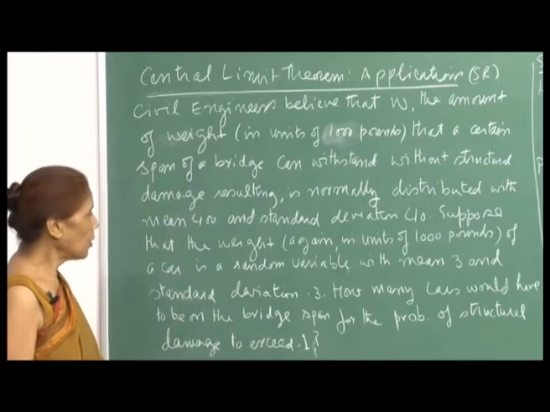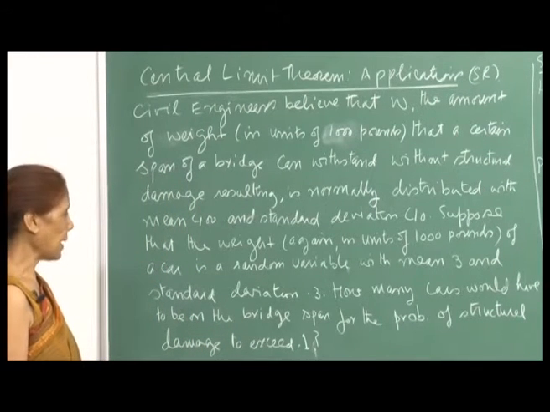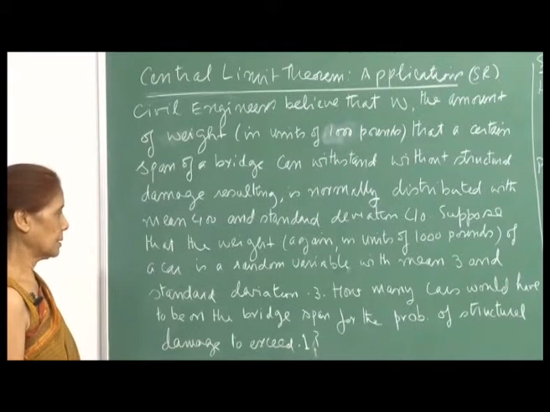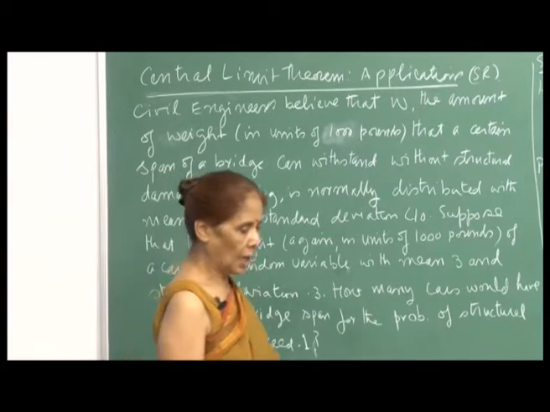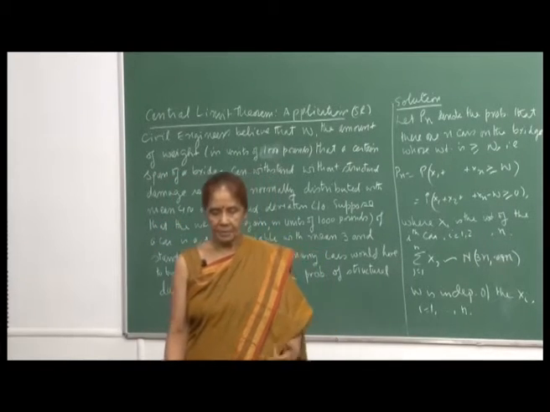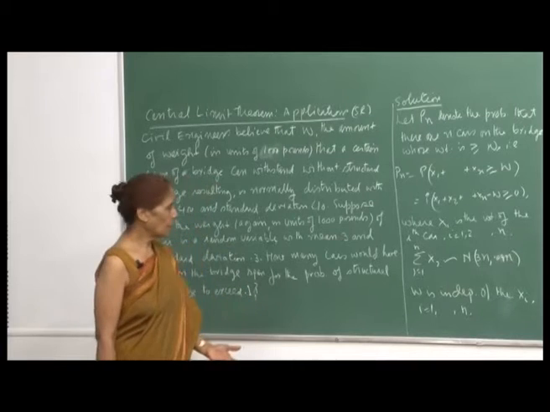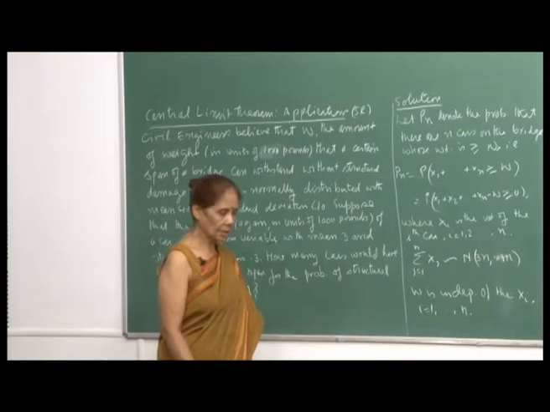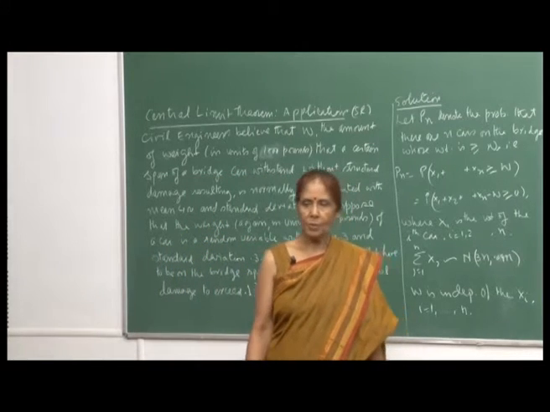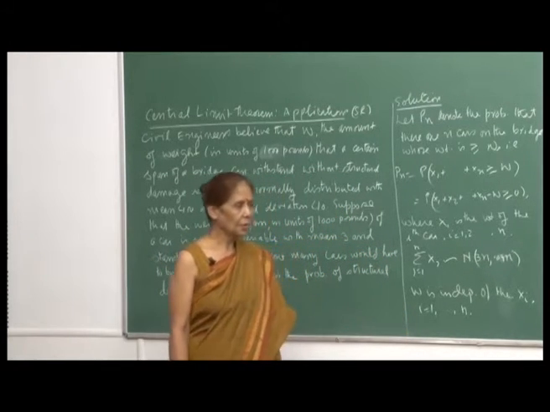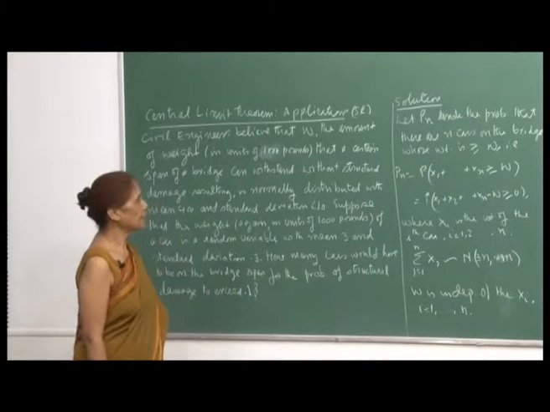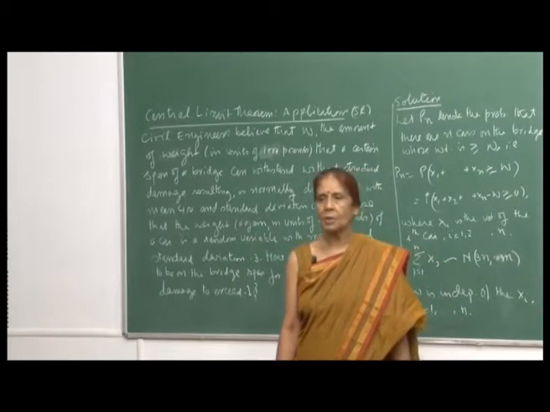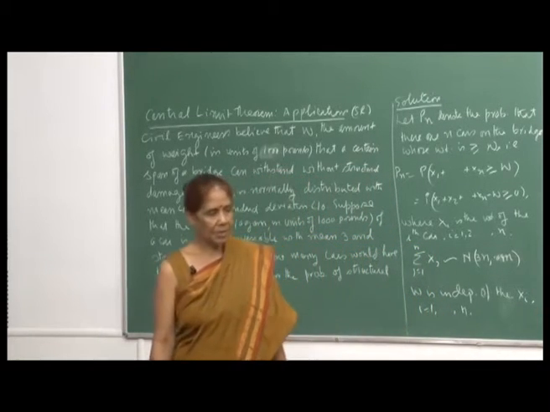How many cars would have to be on the bridge span for the probability of structural damage to exceed 0.1? So, at a particular time how many cars are there, and then the weight of these cars exceeds the weight which can cause the structural damage, and so we want the probability of this event to be more than 0.1. So, we want to estimate the number of cars that would be on the bridge so that the structural damage can occur.